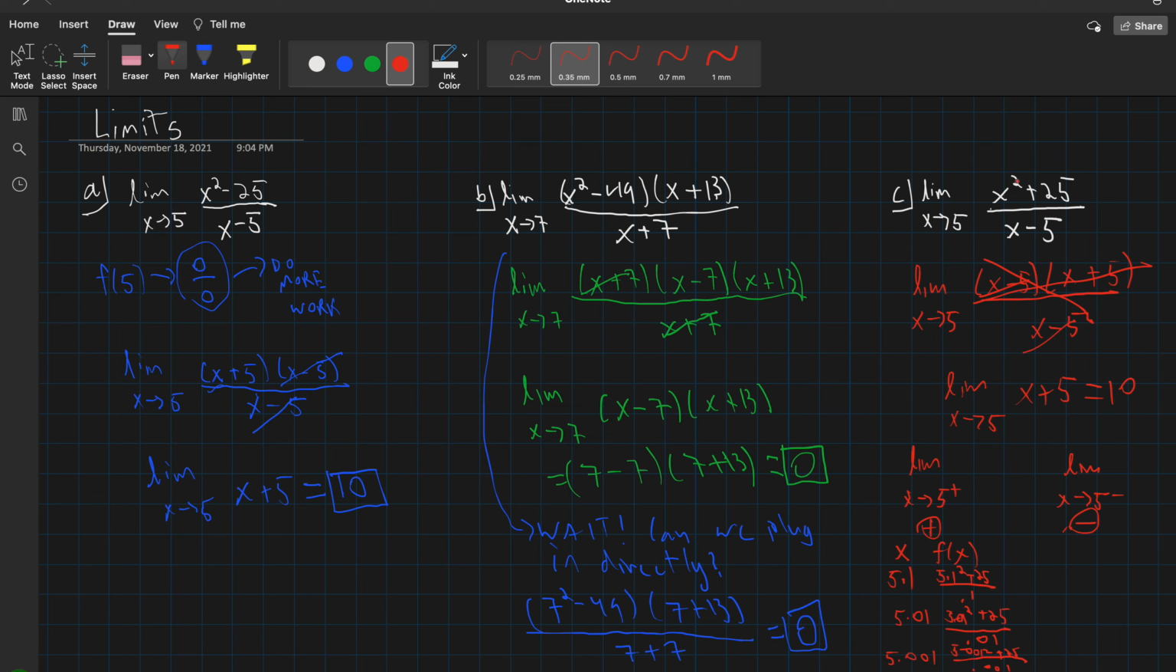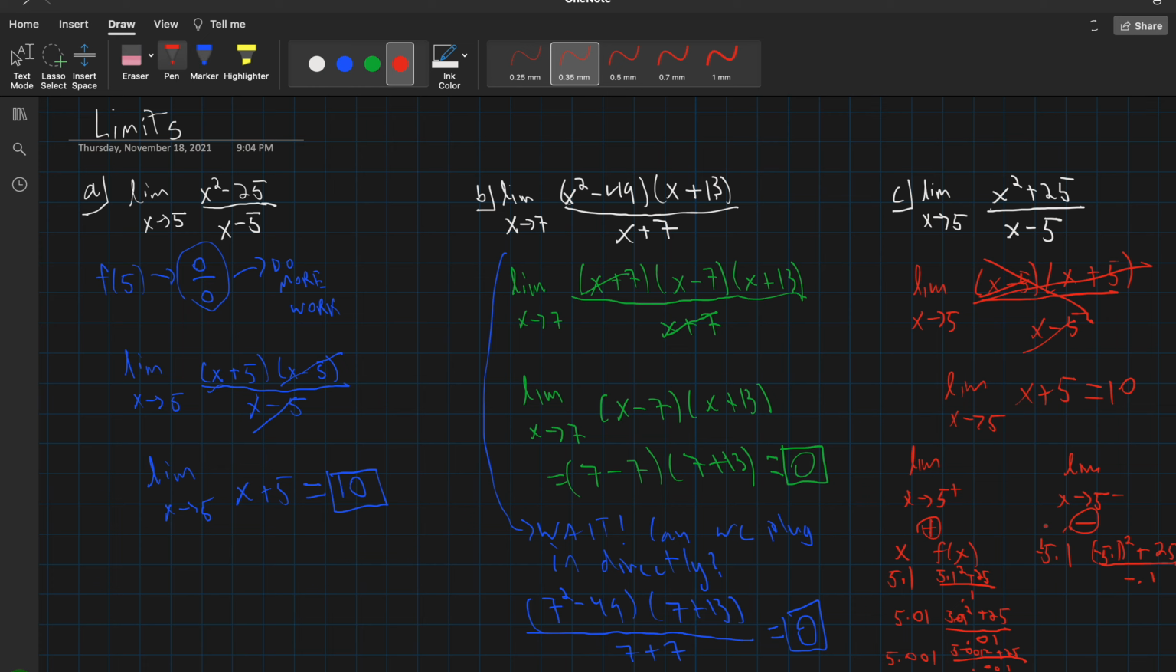And from the left, since the only thing that's changing is our x value here, so x squared, regardless of whether it's positive or negative, is still going to be the same. So our numerator will be approaching 50. And now for the denominator, we're approaching from the left. So let's do this out. So let's say we have negative 5.1. Then we have negative 5.1 squared plus 25 all over negative 0.1.